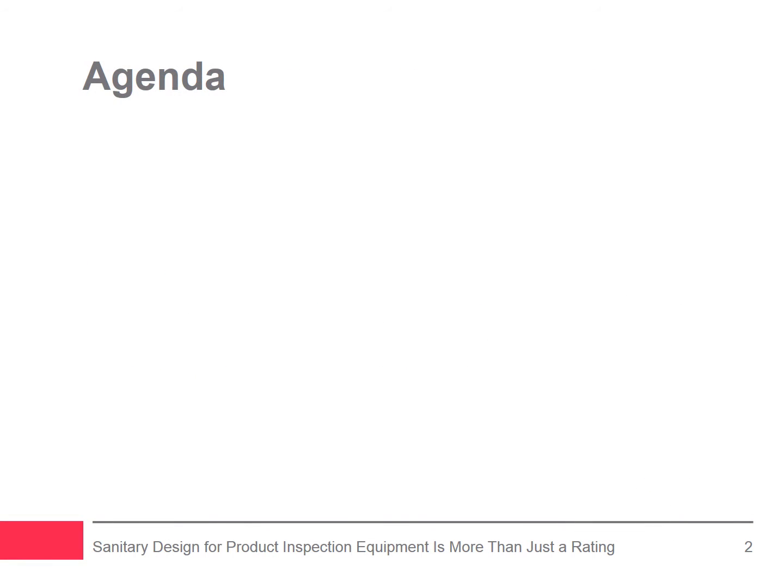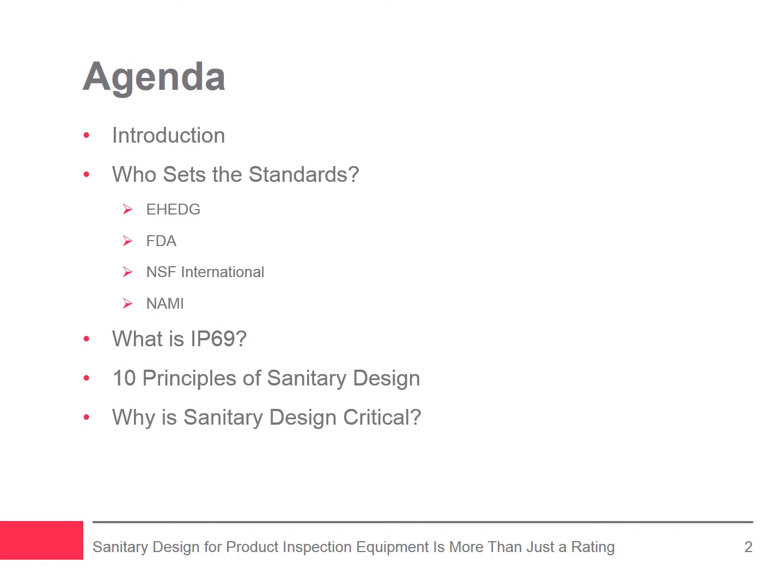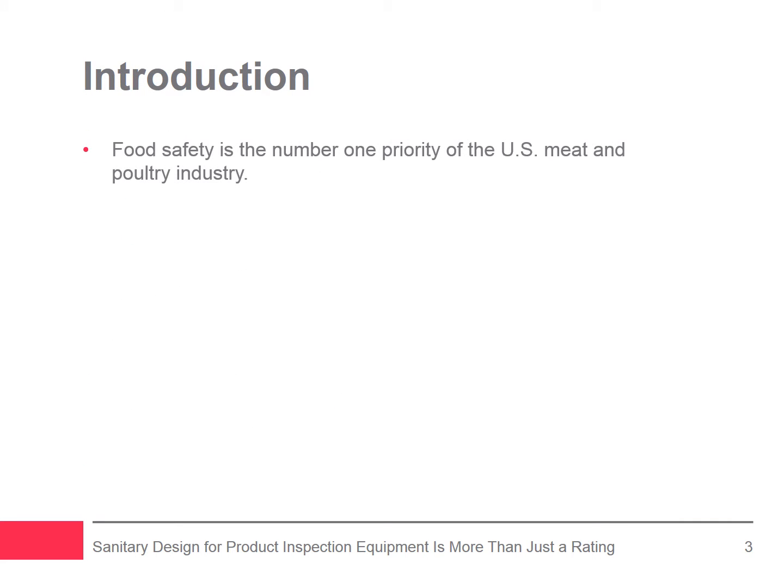The webinar will cover the following topics. Introduction. Who sets the standards? EHEDG, FDA, NSF International, NAMI. What is IP69? 10 principles of sanitary design. Why is sanitary design critical? Conclusion. Food safety is the #1 priority of the U.S.